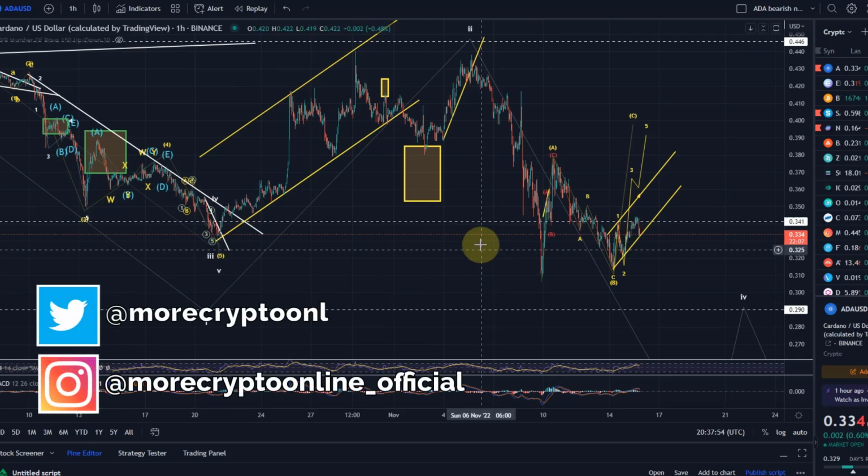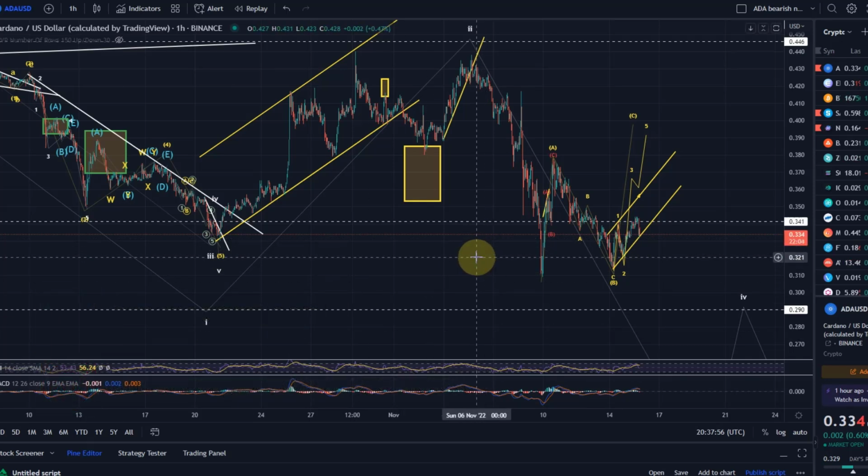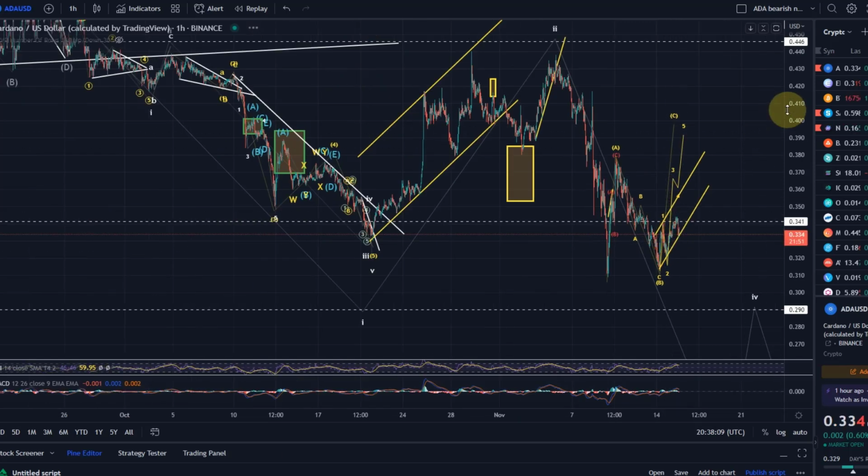In this video we take a look at the short-term but also the long-term wave count. A lot of people regularly ask for the long-term targets, so we take a look at the targets for the next all-time high for ADA. But we start with the lower level wave count, the lower level price action.